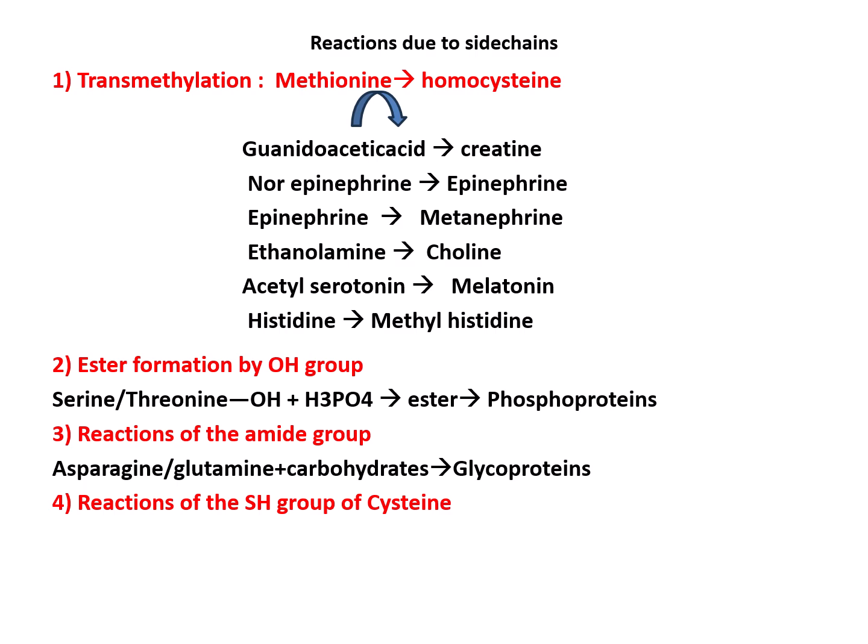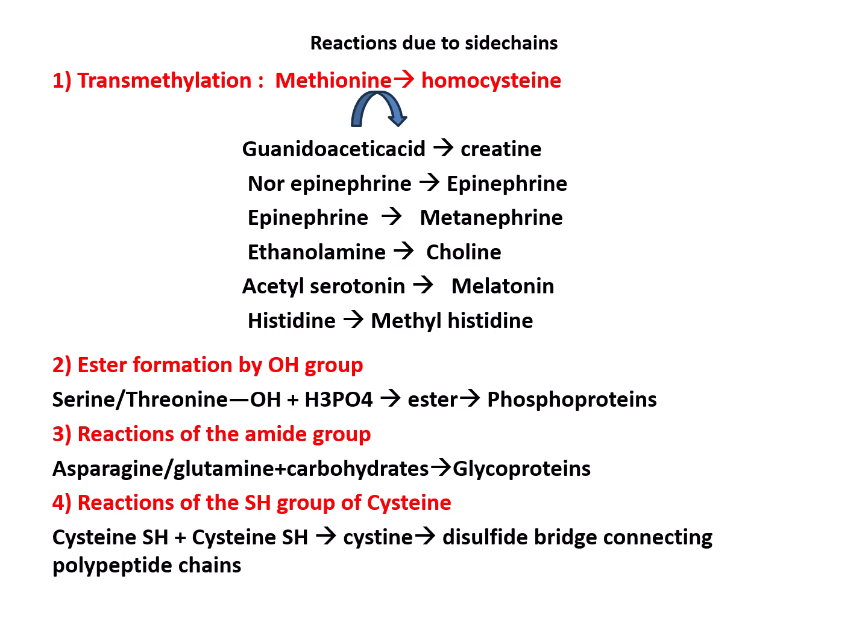And the reactions due to SH group of cysteine. Now, cysteine is the reduced form, and the SH groups of two different cysteine molecules are linked to form disulfide bridges, which are responsible for connecting polypeptide chains in the secondary structure of the protein.